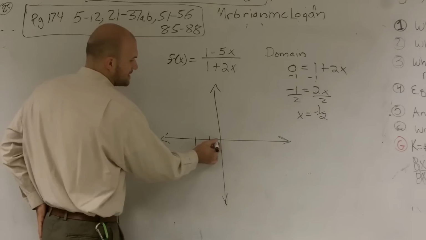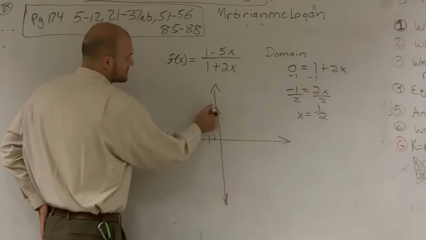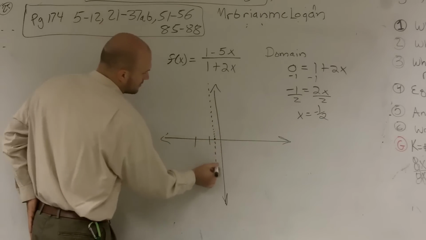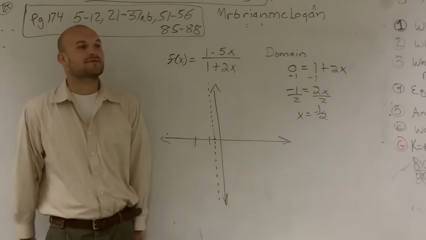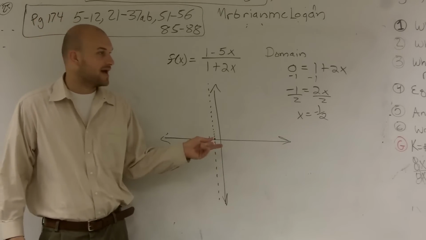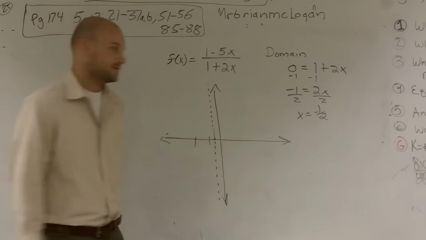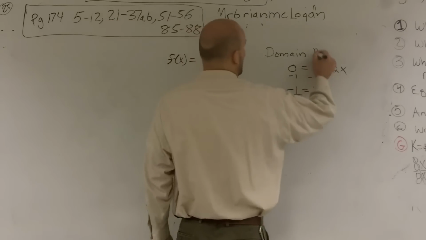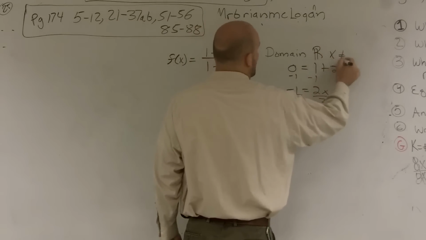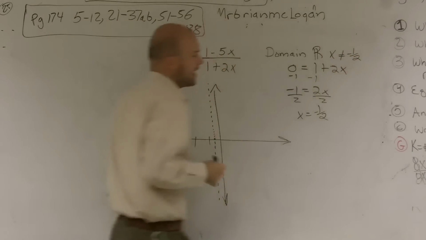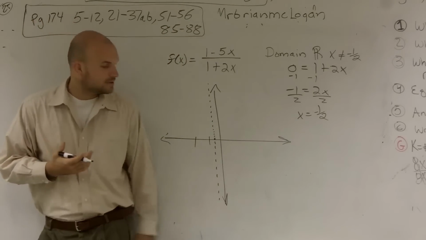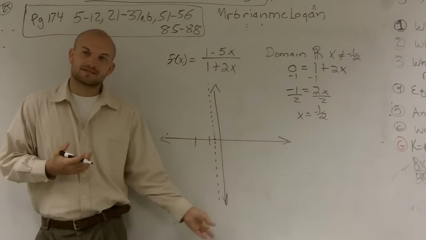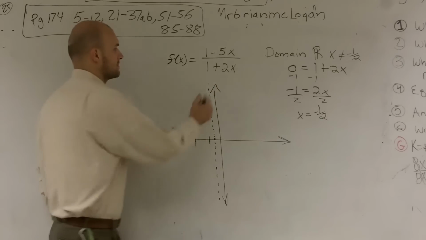So at this point, -1/2, I'm going to draw this vertical line here. I have no idea what my graph's going to look like, but I know at -1/2 that is not a part of my domain. So my domain is going to be all real numbers, except x cannot equal -1/2. To graphically represent that, we have what we call a vertical asymptote. So you have this dotted line.